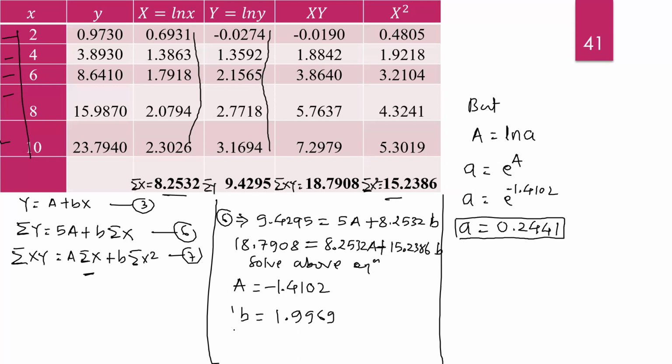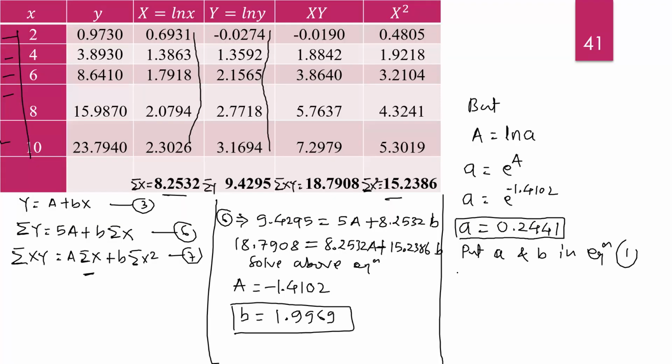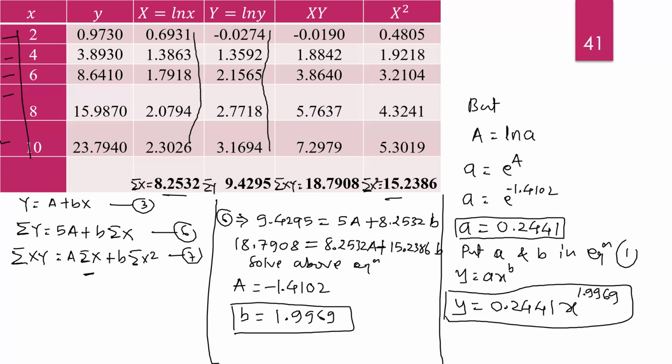Okay, and we have the b. Now put A and b in equation 1. What is equation 1? y is equal to A x raised to b. That is y is equal to 0.2441 x raised to 1.9969, which is the required curve. Now let us take the second example.